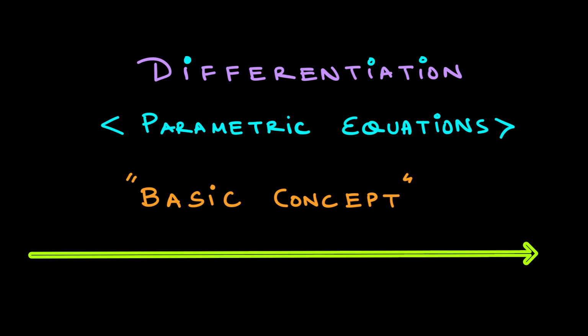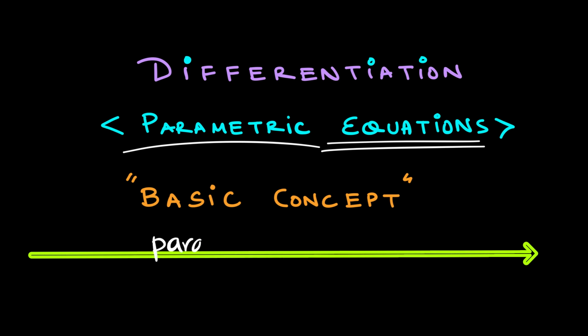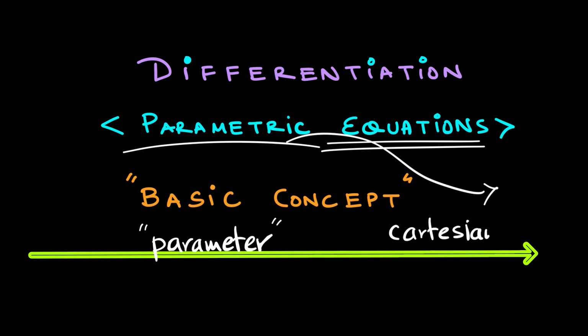In this video, we will learn the concept of parametric equations. What do we mean by the term parameter? And how can a parametric equation be converted into a Cartesian equation, a normal equation that connects x, y, and constants? So let's get started with this idea.